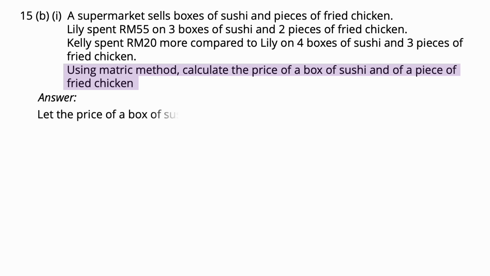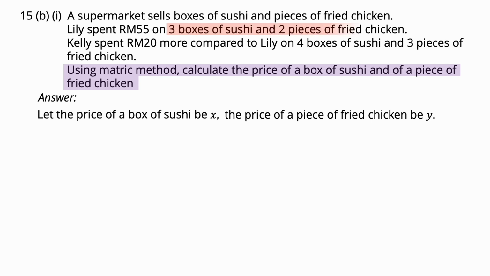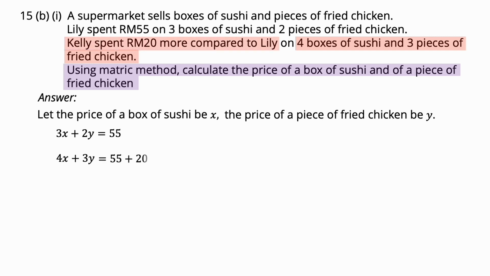Let the price of a box of sushi be x, and the price of a piece of fried chicken be y. 3 boxes of sushi, 3x, and 2 pieces of fried chicken, 2y. 3x plus 2y equals 55. 4 boxes of sushi, 4x, and 3 pieces of fried chicken, 3y. 4x plus 3y. Kelly spent RM20 more compared to Lily, that's 55 plus 20. 4x plus 3y equals 75.